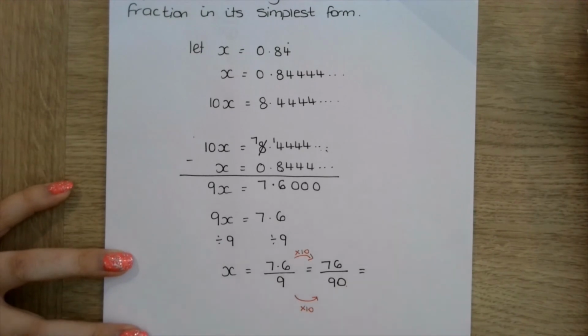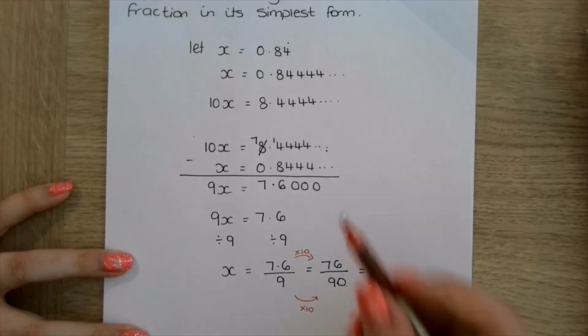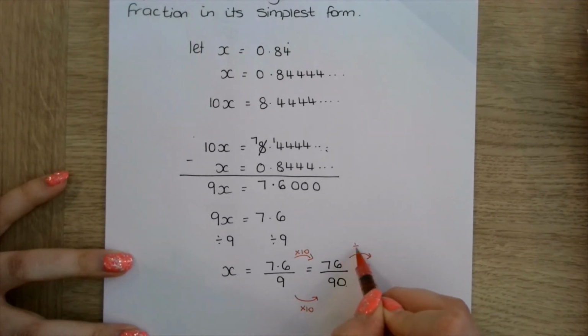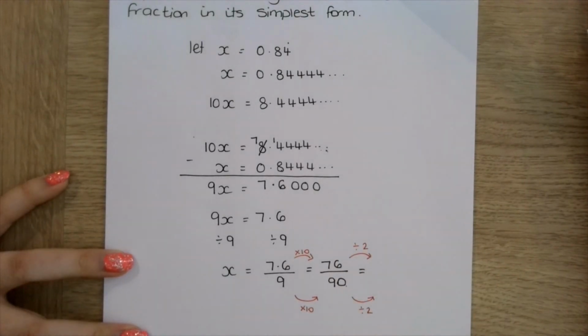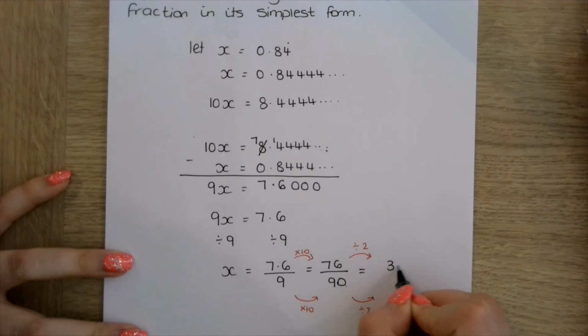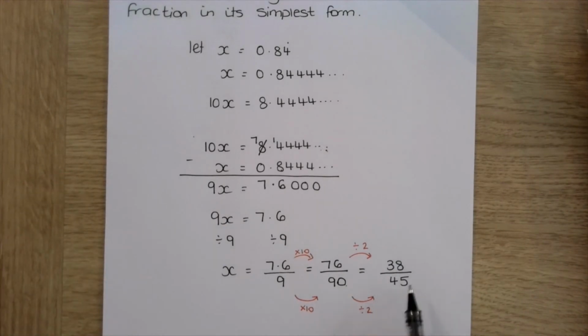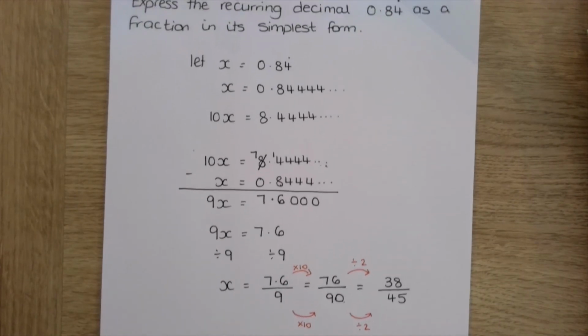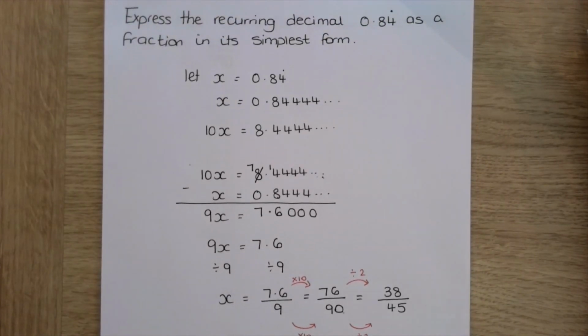So I need to think what goes into both 76 and into 90. I know that they can both be divided by 2. 76 divided by 2 is 38. 90 divided by 2 is 45. Is there a number that goes into both 38 and into 45? No, there's not. So that's your final answer as a fraction in its simplest form.